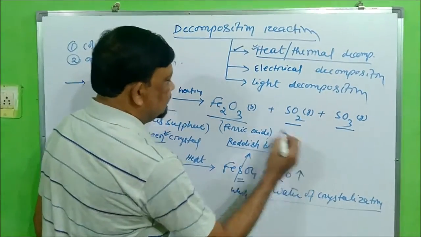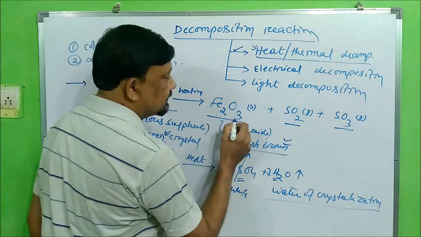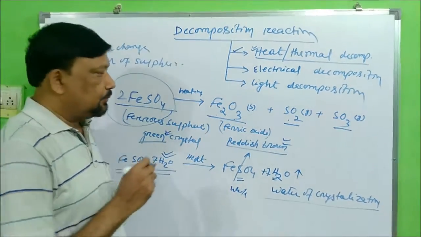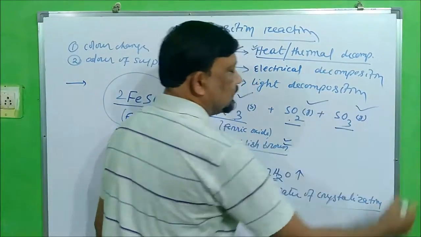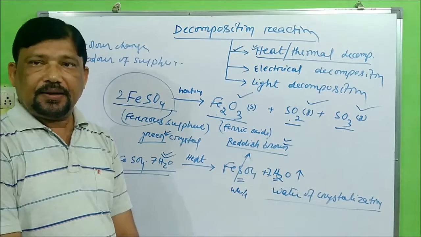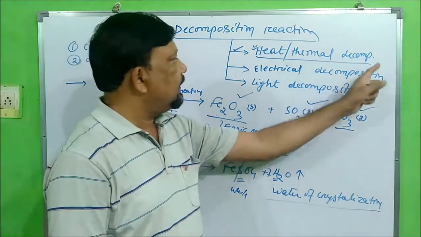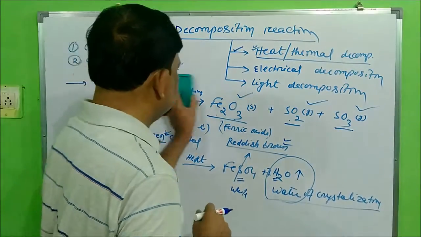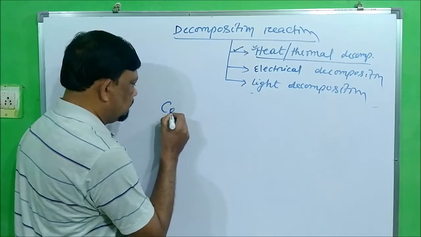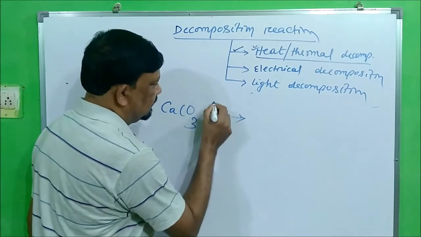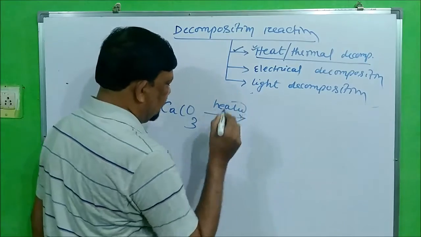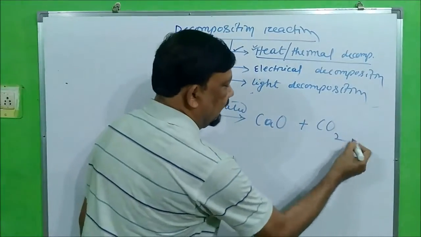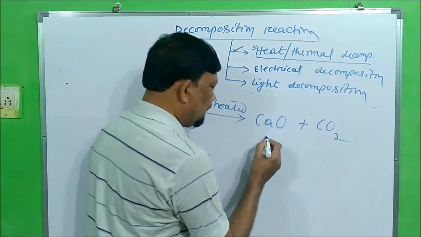This reddish brown is because ferrous sulfate is broken down into ferric oxide, sulfur dioxide and sulfur trioxide. That means one chemical is broken down into 3 simple chemicals. Clear? Here heat is required, hence it is called thermal decomposition. Next, come to the second example of thermal decomposition, calcium carbonate. When it is heated, it gives you calcium oxide plus carbon dioxide. Yeah, this is your quick line.